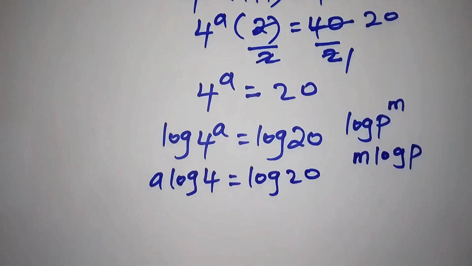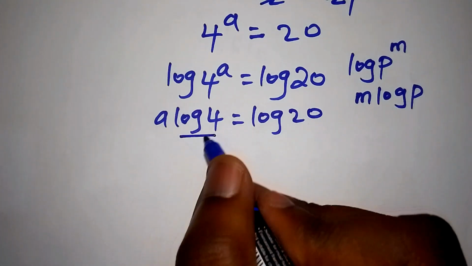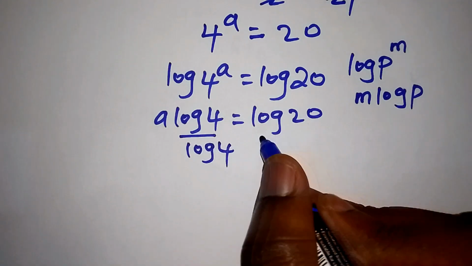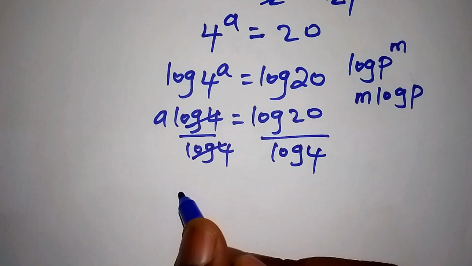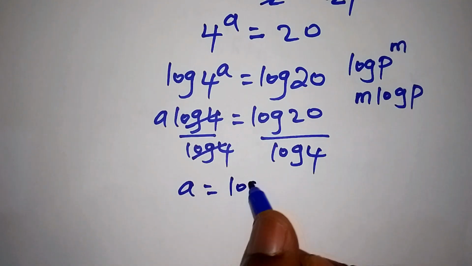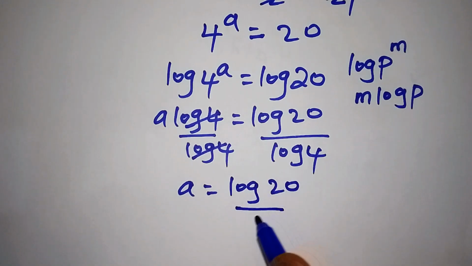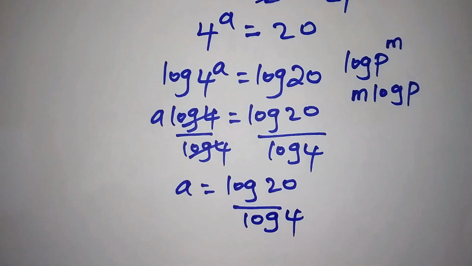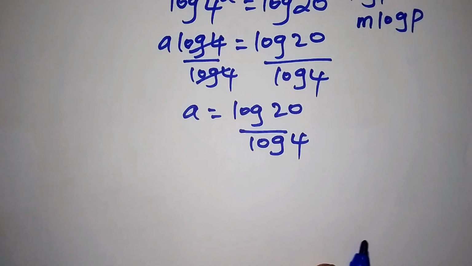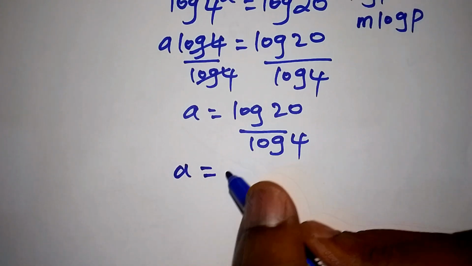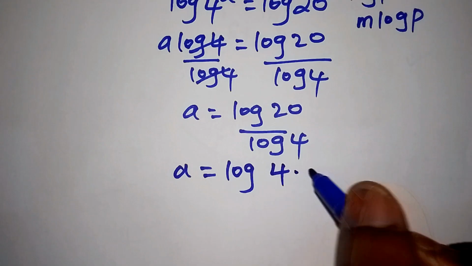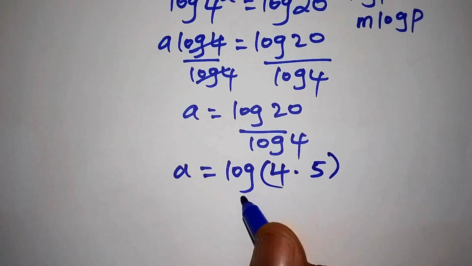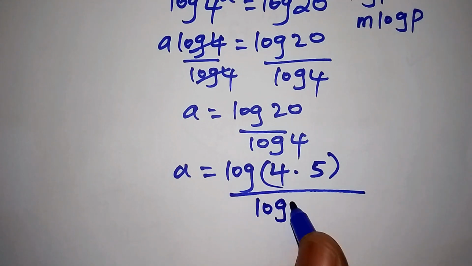So divide both sides by the log of 4. So here divide by the log of 4, then also this side divide by the log of 4. So log 4 and log 4 shall cancel, so a is equal to the log of 20 all over the log of 4. So now we can rewrite it by saying that a is equal to, the log of 20 can be written as the log of 4 multiplied by 5, then all over the log of 4.